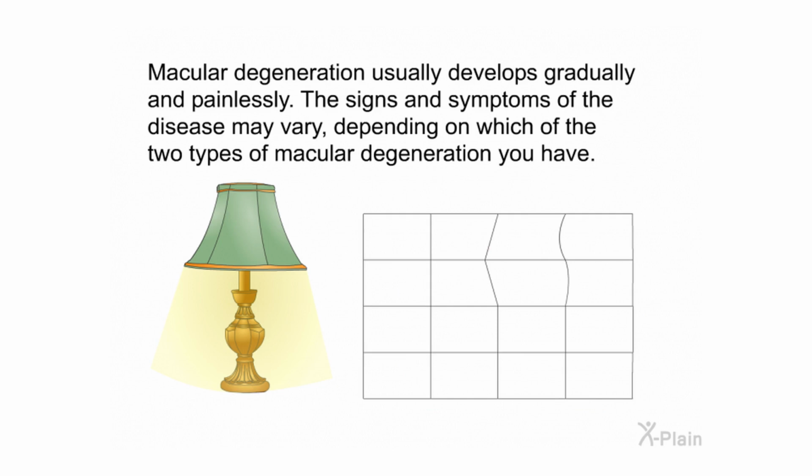Macular degeneration usually develops gradually and painlessly. The signs and symptoms of the disease may vary depending on which of the two types of macular degeneration you have.